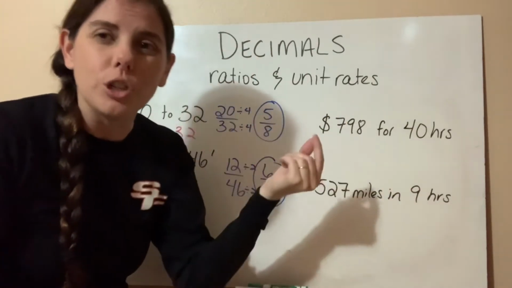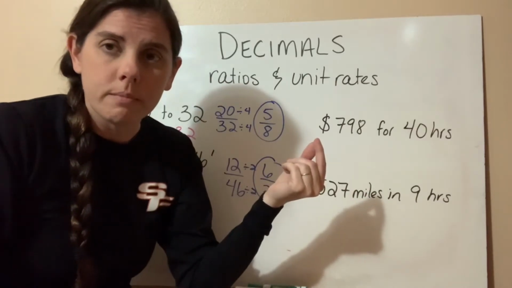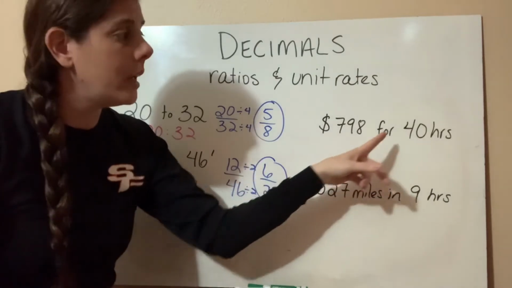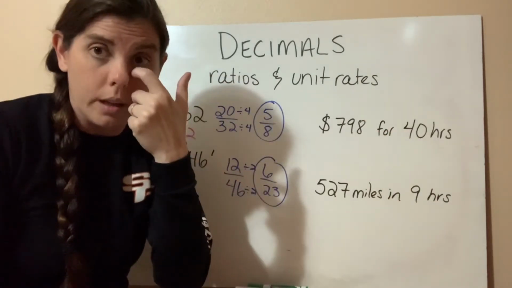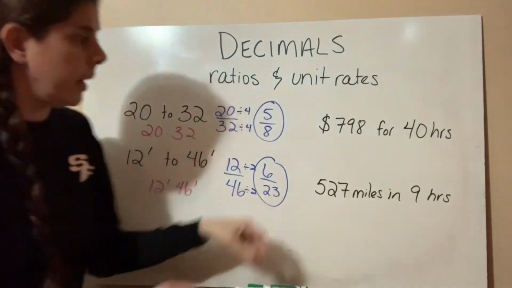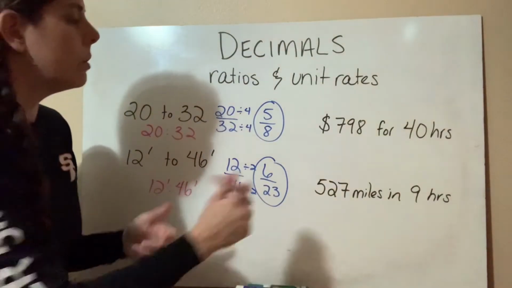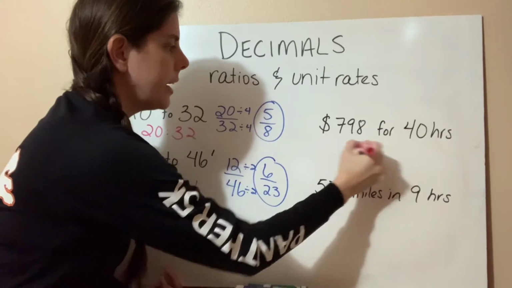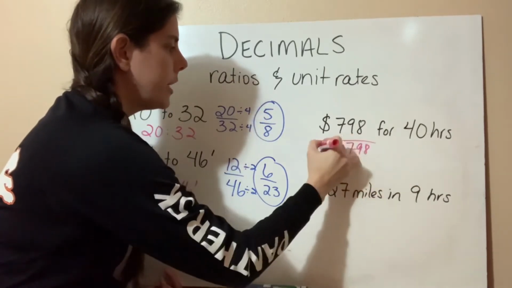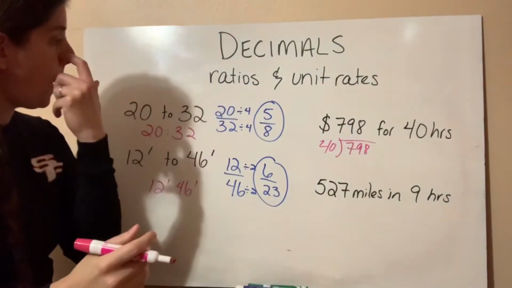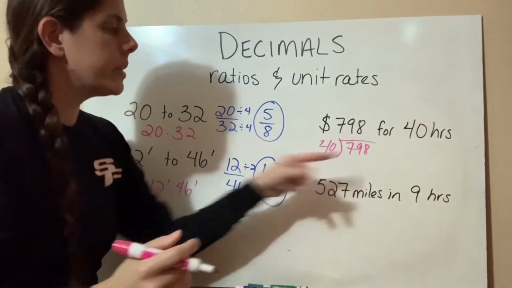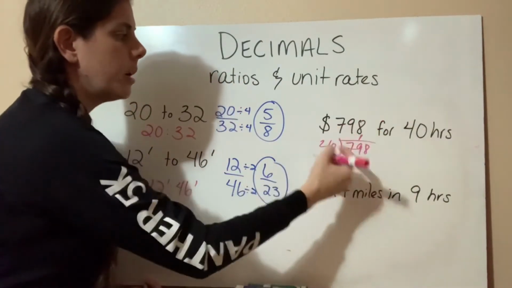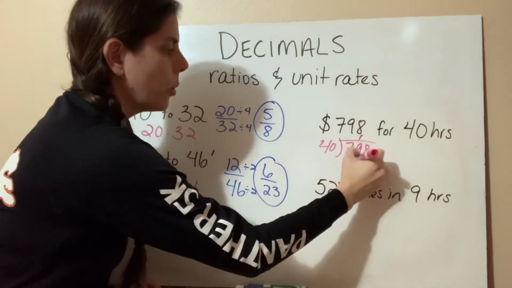So what are we going to do with those two numbers? We're going to divide. So we're going to take 798 and we're going to divide it by 40. And that's how we get our unit rate. So we can set this up with long division. So we have 798 and we're going to divide by 40. And we know that 40 goes into 79 one whole time. 1 times 40 is going to be 40.